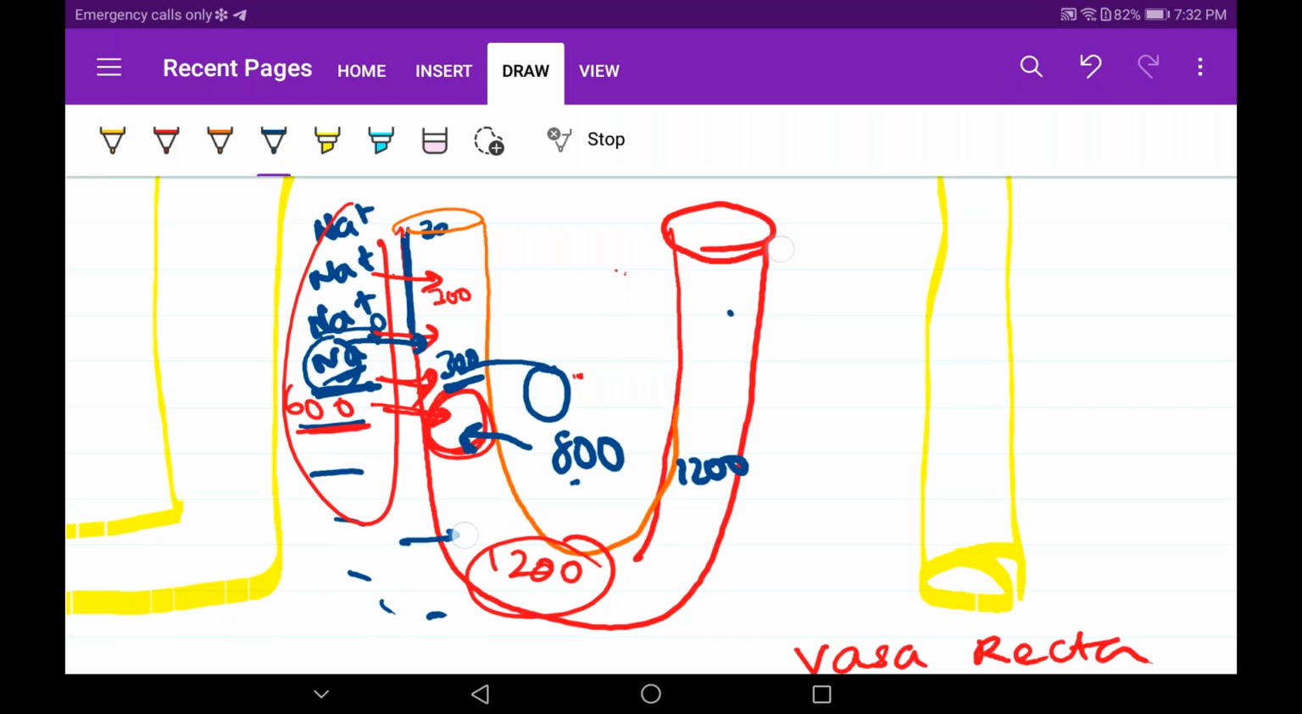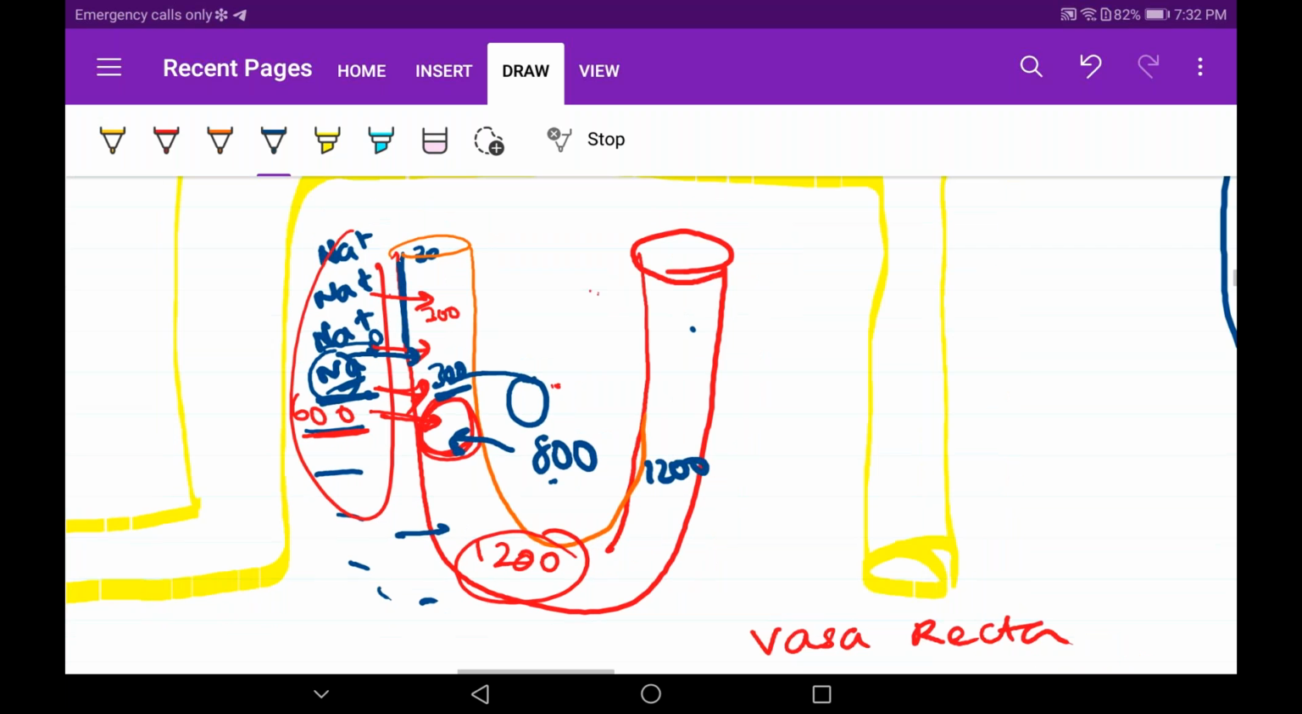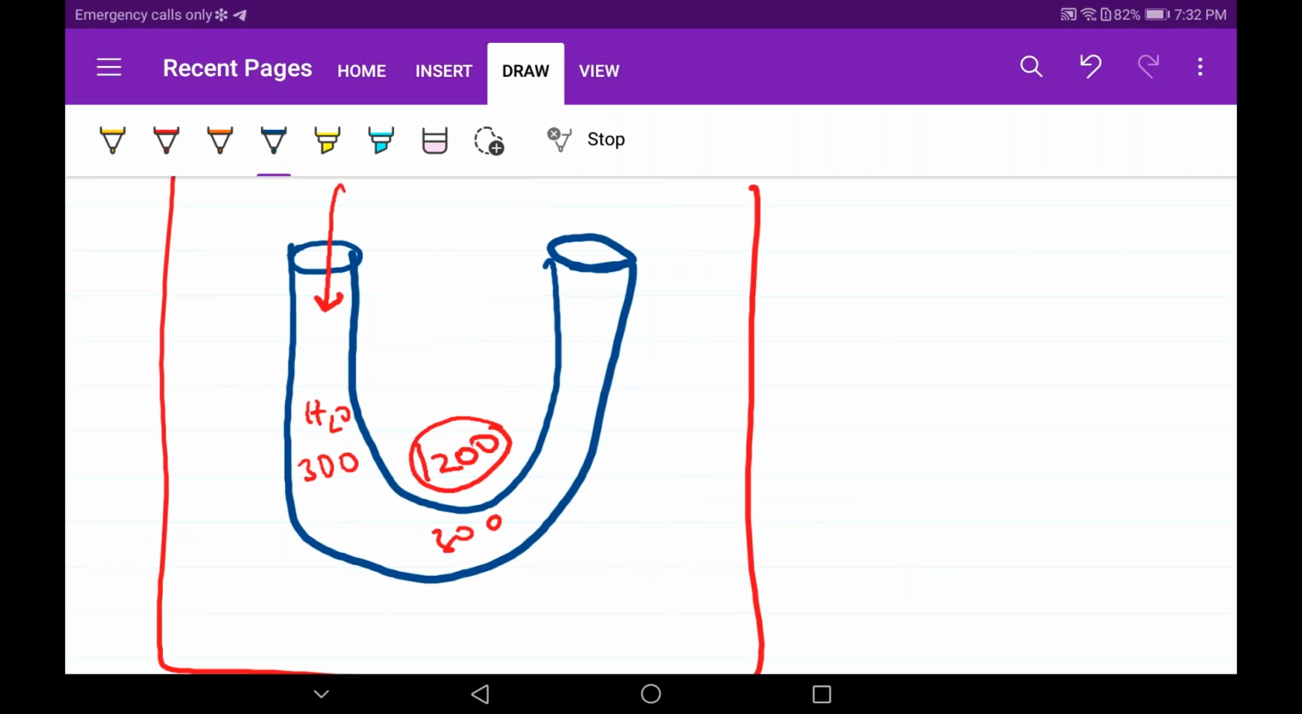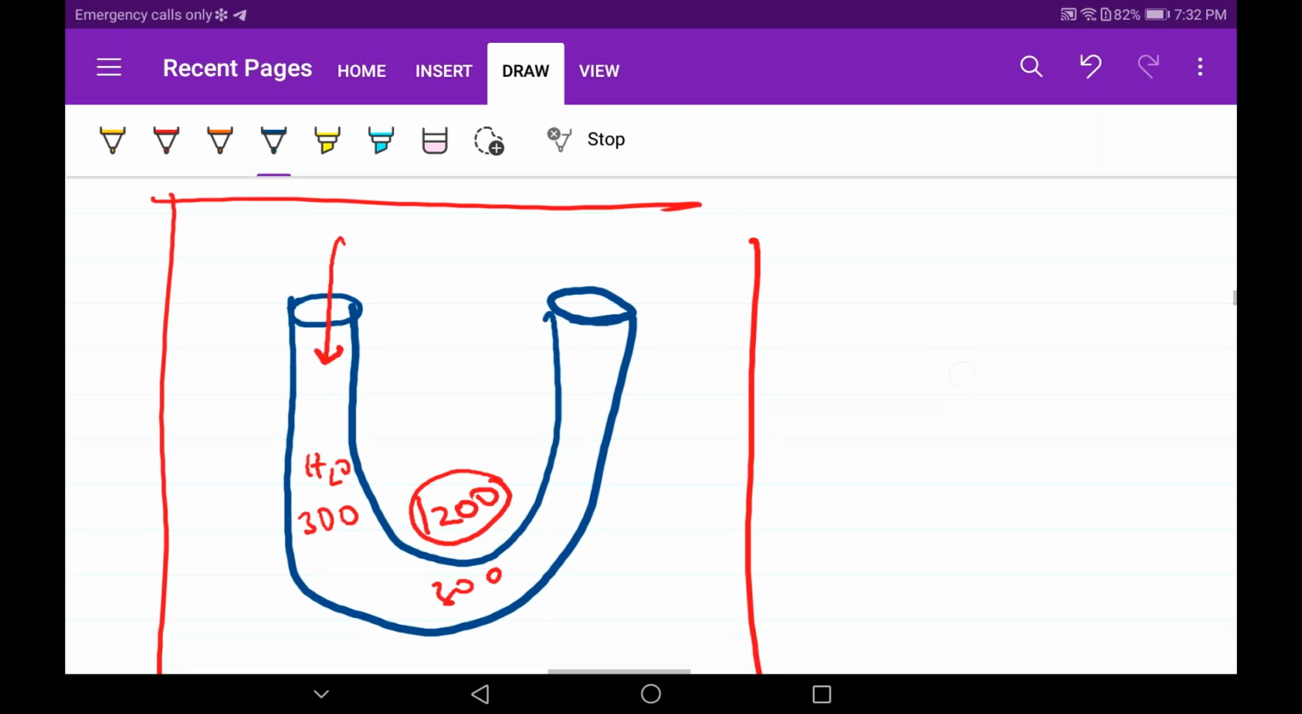Sorry to interrupt, but I think you showed the direction of flow of blood wrong, because the blood will flow, with respect to the diagram, from the right side to the left side. We can explain it anyway.